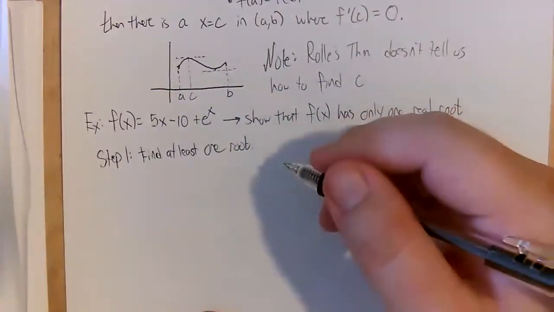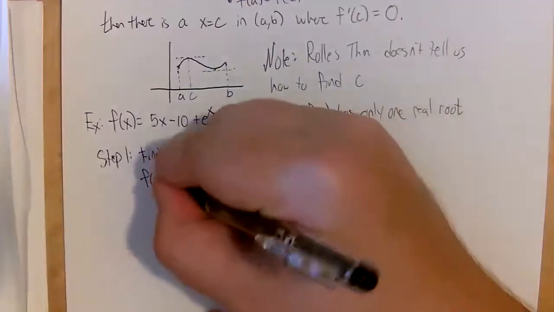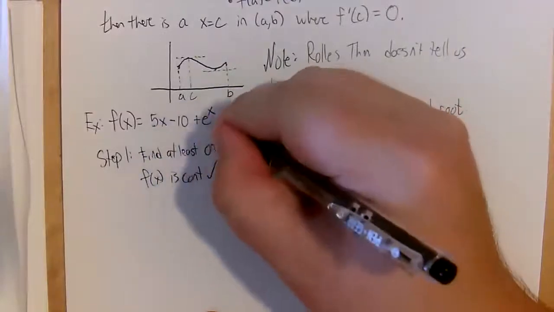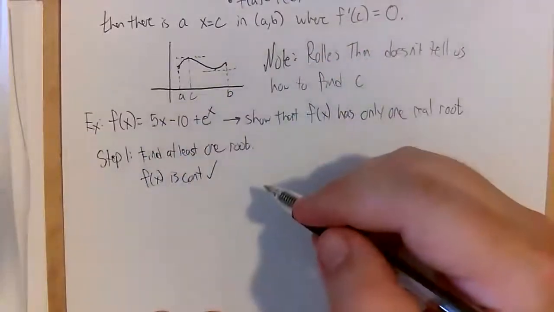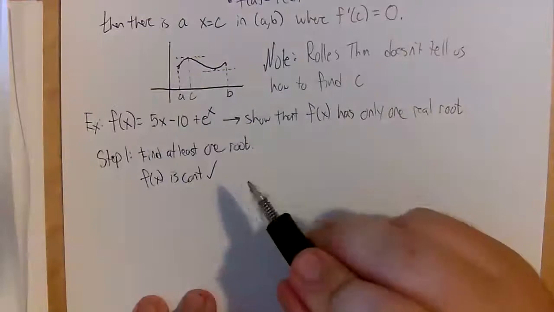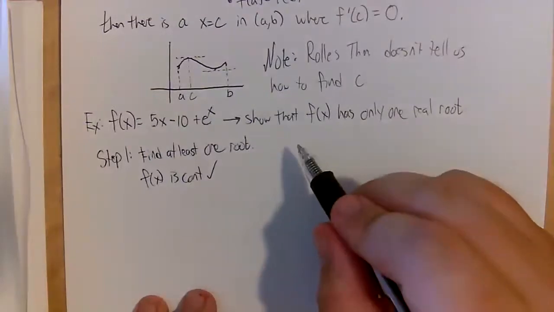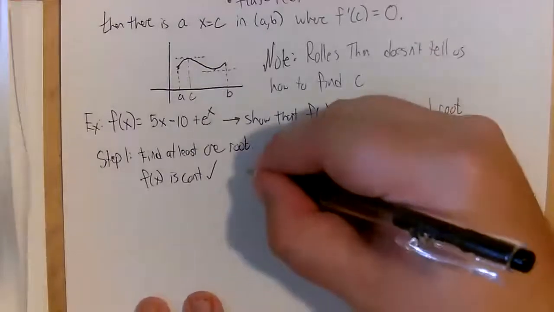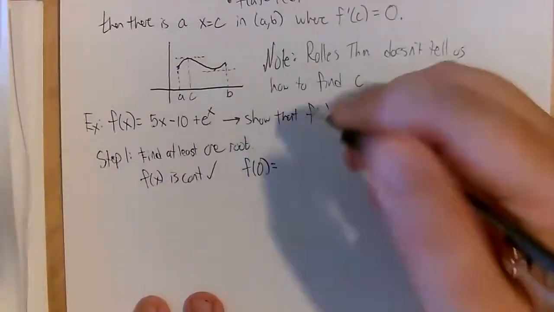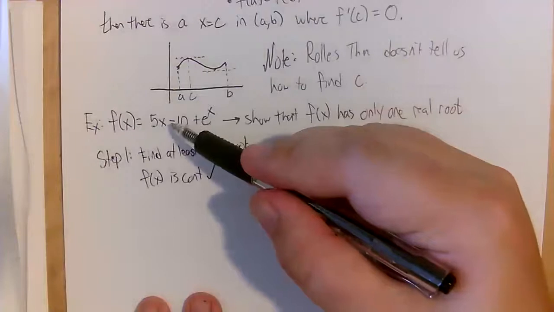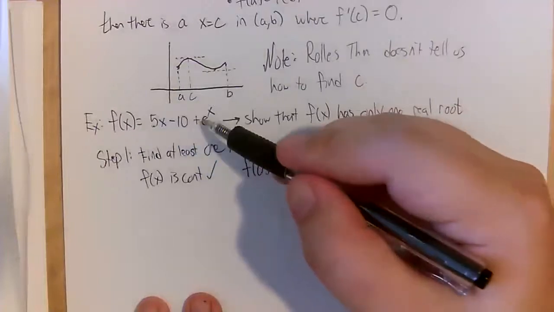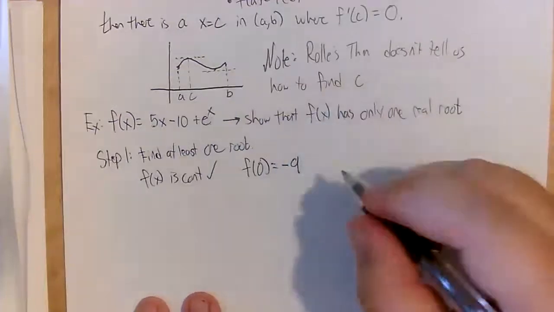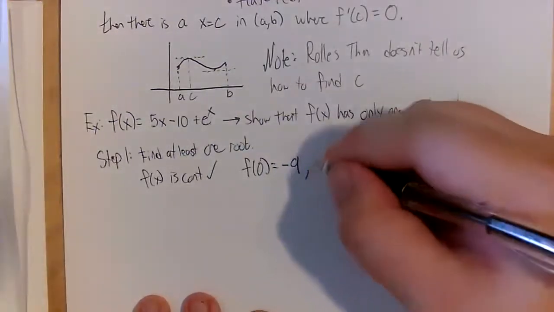So this says that as long as our function is continuous, and f of x is continuous, because exponentials and polynomials are continuous, then if it's below 0 in one place and above 0 in another, it must pass through 0 somewhere in between. So let's take a look at f of 0. f of 0 will be 0 minus 10 plus e to the 0, which is 1. So f of 0 is negative 9. So we know that this function is negative somewhere.